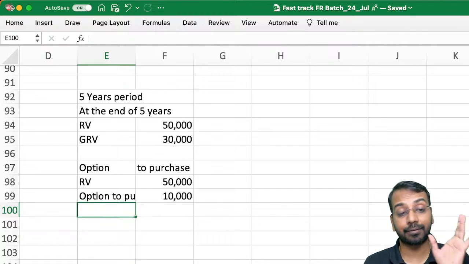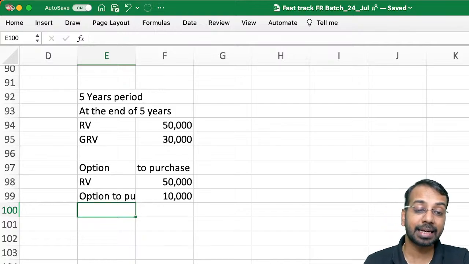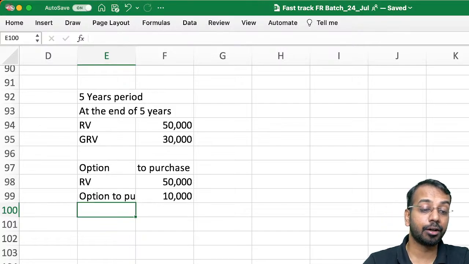When will I buy it? After 5 years. So the standard says that amount also you should include in the lease calculation. Okay, so whenever it's a lease payment, that is also included.